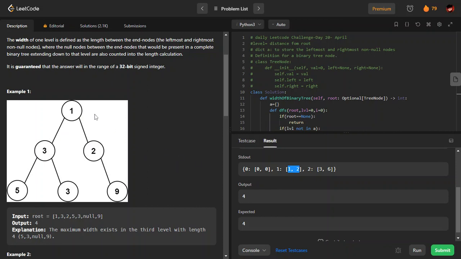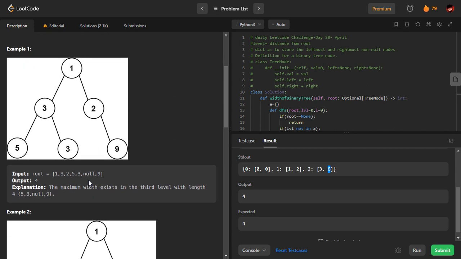Now coming to level 2, see 0, 1, 2, 3, 4, 5, 6, okay. So it's starting from 3, the leftmost node is 3, and the rightmost node is 6. This numbering I'm doing so that I can get the final width, okay. What is the width? Width will be 6 minus 3 plus 1, okay.